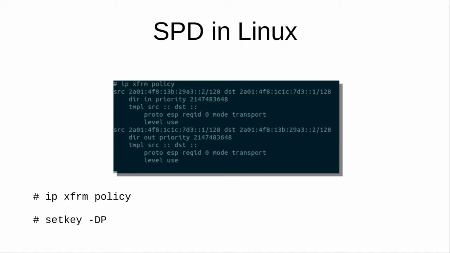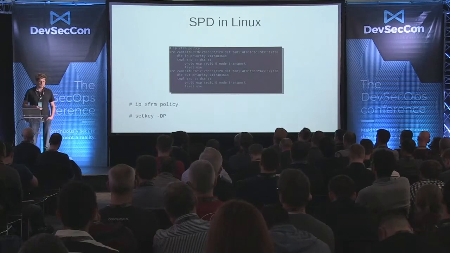How do you configure it? There's one simple command, ip xfrm policy, which shows you this policy, which essentially says this is a V6 address. From this V6 address to this V6 address, all traffic has to be encrypted using ESP in transport mode. And okay, this is not a requirement, this is a suggestion. So if you say use, it essentially means you can encrypt but don't have to.